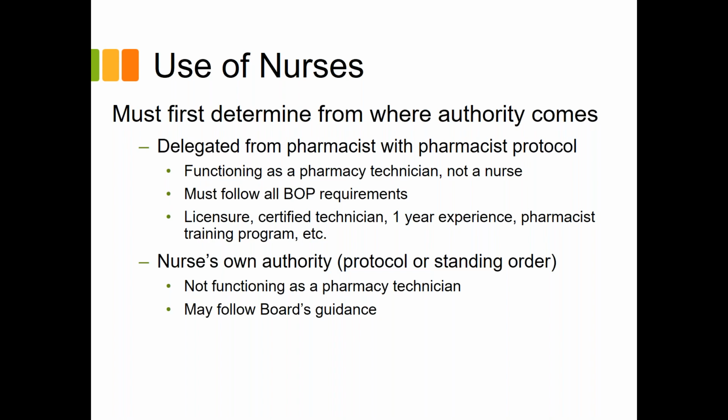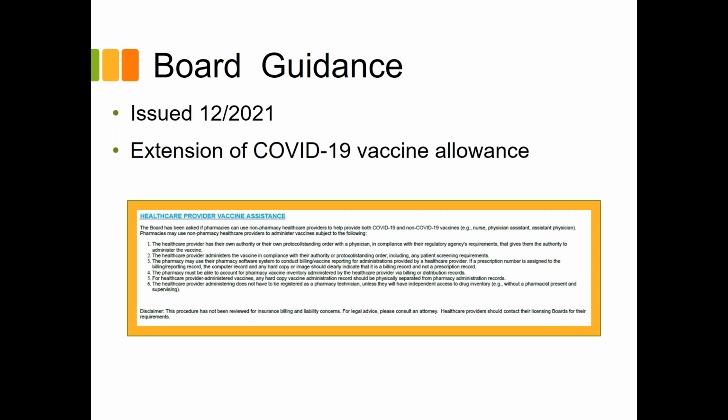The other option would be the nurse uses her own authority. The nurse might have a protocol or a standing order, or if it's a mid-level practitioner, they would have their own independent authority. If they're doing that, they're not functioning as a technician, and they may follow the board's guidance on how that can be done. So we'll go over the guidance now. The board originally issued this during the pandemic, and it just covered COVID vaccine. Later on, it was extended to allow it for any vaccine or any drug being administered in the pharmacy by a nurse or other healthcare provider. On an e-alert back in December, the board issued this. It's really small here, so we're going to go over it.